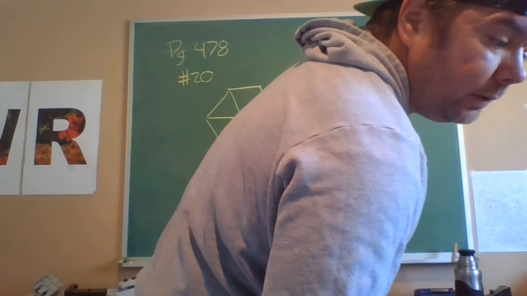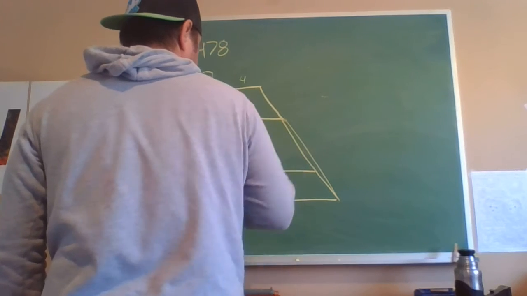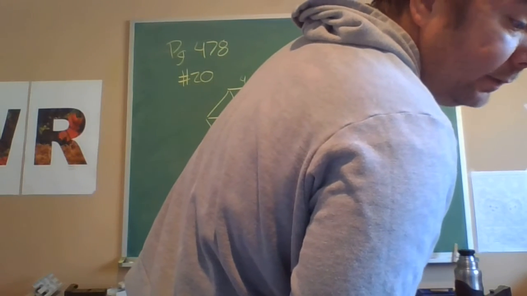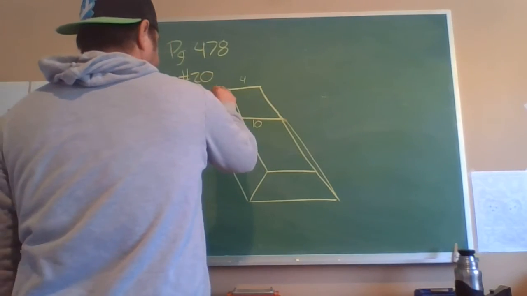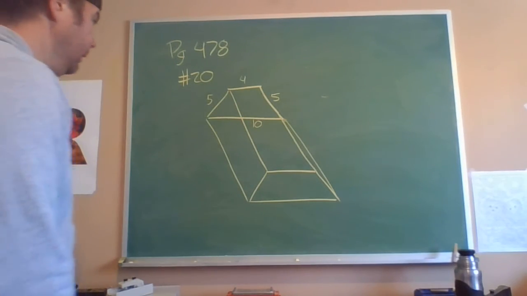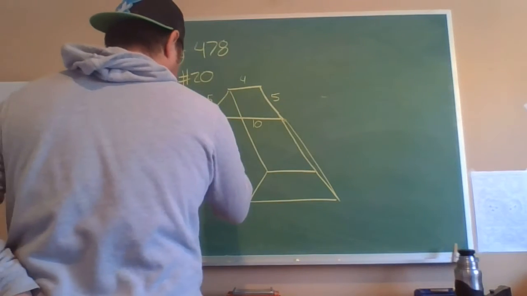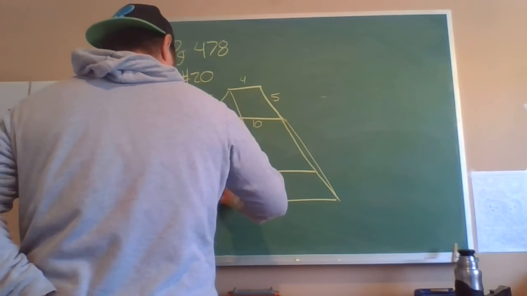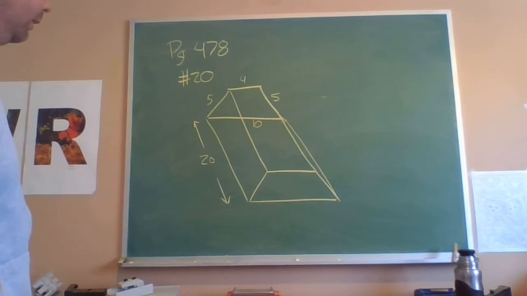And what are the things we know about it? Okay, so the trapezoid itself has bases 10 and 4. So that's 4, and that's 10. The legs of that trapezoid are 5. It's isosceles, so each leg has the same length. And the height of the prism altogether is 20. It's 20 from there to there. Okay. So what do we need to do here?